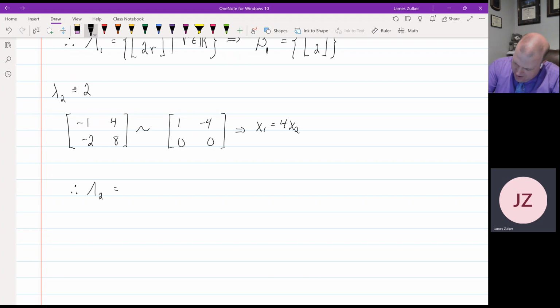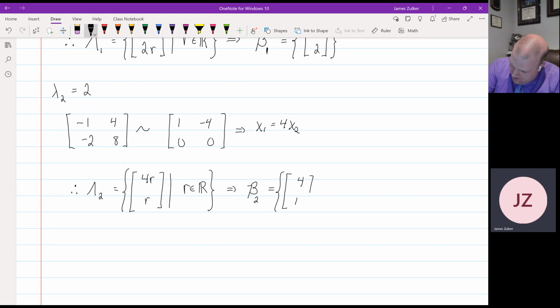So our second eigenspace is the set of all vectors of the form 4r, r, where r can be any real number. And then for a basis for this eigenspace, we can just say r is 1. And there you have it.